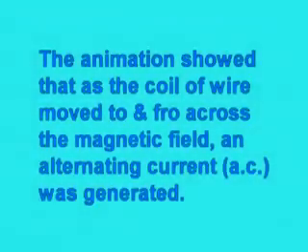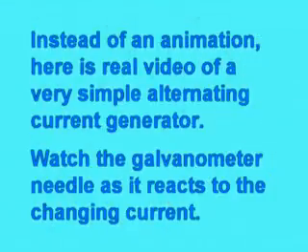The animation showed that as the coil of wire moved to and fro across the magnetic field, an alternating current, that is AC, was generated. Instead of an animation, here is real video of a very simple alternating current generator. Watch the galvanometer needle as it reacts to the changing current.